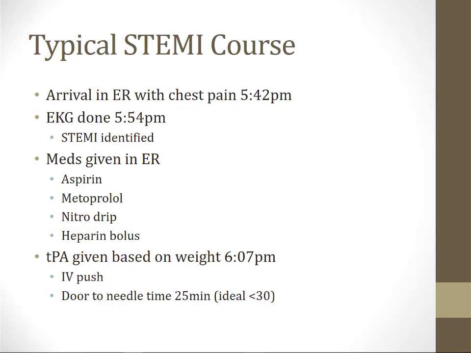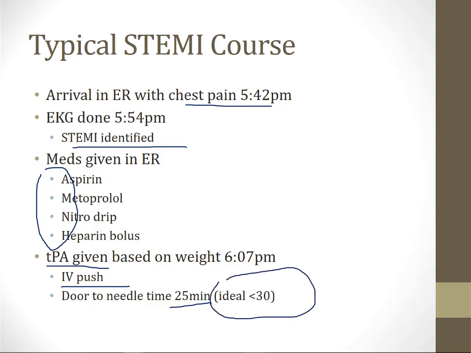If you work at a hospital without emergency angioplasty, this is the typical STEMI course. The patient arrives again in the ER, an EKG is done to identify the STEMI. Similar medications are given in the ER, but then instead of emergency angioplasty, tissue plasminogen activator, which is a lytic agent, is given based on the patient's weight. It's administered as an IV push, and the door to needle time is 25 minutes, which is within the goal time period of less than 30 minutes. And that concludes our video on STEMI.